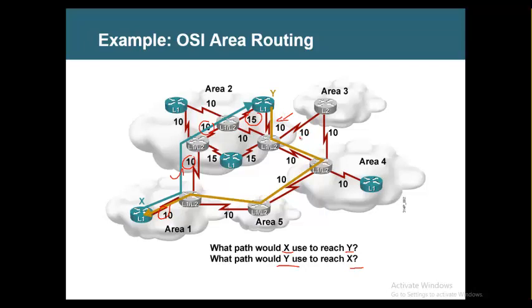You know why? For Y to reach X, the cost is easy from here. You know why? Because this is an L1 router. What will an L1 router do if it needs to go to a different area? If the area ID is not matching, it will send to the nearest L1, L2. This router will send to the nearest L1, L2. The nearest is not this one, this is 15. The nearest is this one, 10. So it will send the packet to this router.